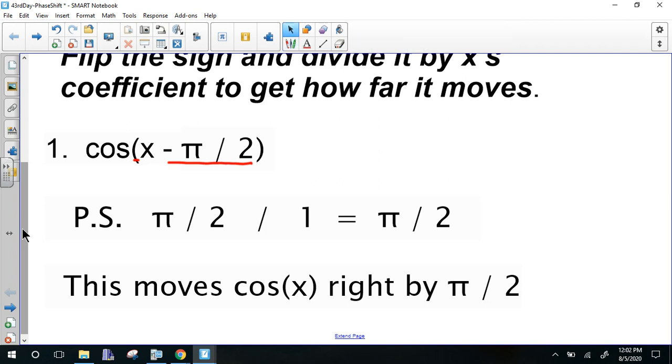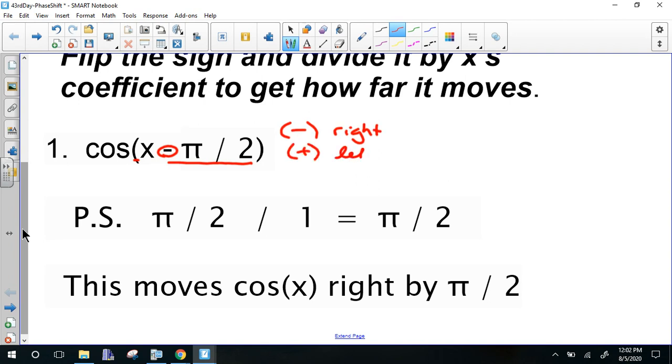So my graph is going to shift from its normal position for cosine. It's going to shift right because this is a minus. That tells me to go right. Positive tells me to go left. Okay. So this moves cosine to the right by half pi.